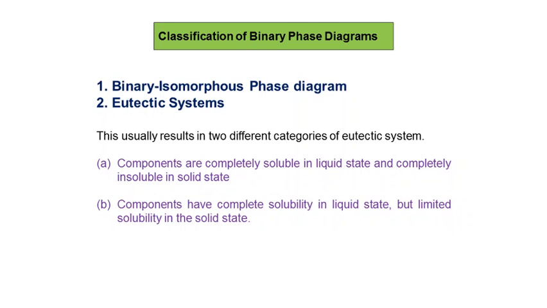When we come to the scope of the syllabus, the first classification when we consider phase diagrams is the binary phase diagram, which consists of a two component system. The binary phase diagram can be further classified into two. The first one is the binary isomorphous diagram, and the second one is the binary eutectic diagram.